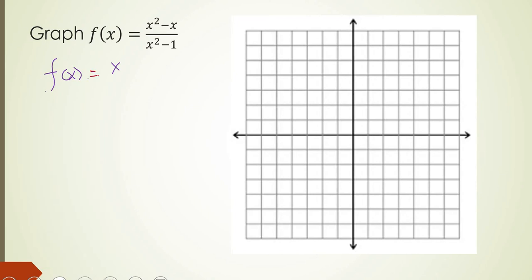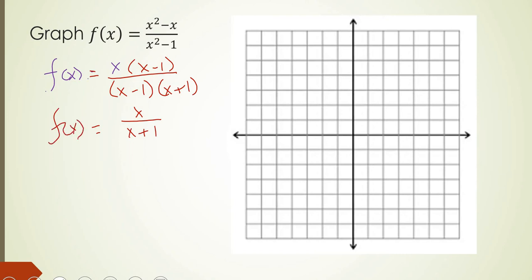So the factors of the numerator are x and x minus 1. The factors of the denominator are x minus 1 and x plus 1. So this will simplify to x over x plus 1 as long as x does not equal positive 1, because the factor that I took out, if I plug in plus 1, I will get an undefined value. So this is true everywhere except at x does not equal 1.